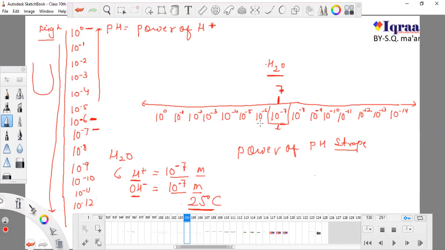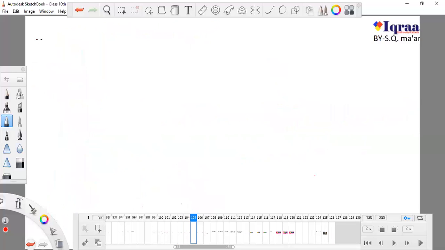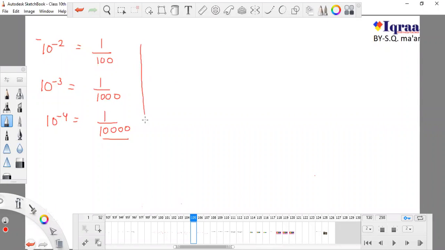Okay, now I know the value of minus 6 is greater than minus 7. Remember this. Don't forget. The value of minus 5 is greater than minus 6. The value of minus 4 is greater than minus 5. The value of minus 3 is greater than minus 4, because each and every time, 10 to the power minus 2, then I have to write like this, and 10 to the power minus 3, then I have to write this, and 10 to the power minus 4, then I have to write like this. So each and every time as I go down, the power is decreasing because the number will be less.